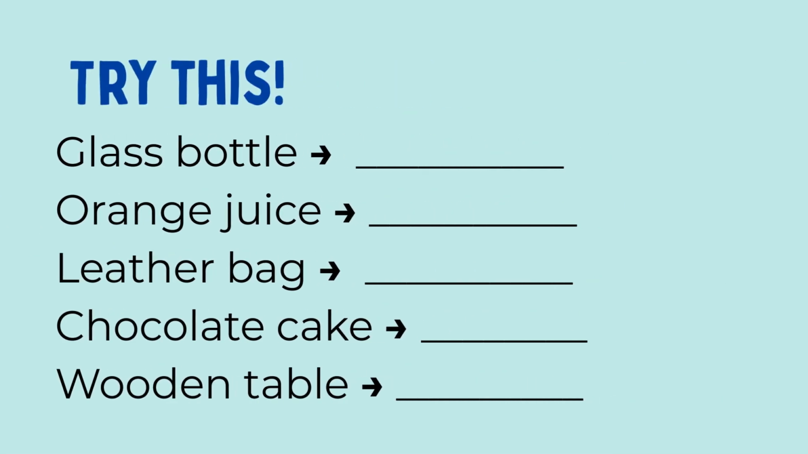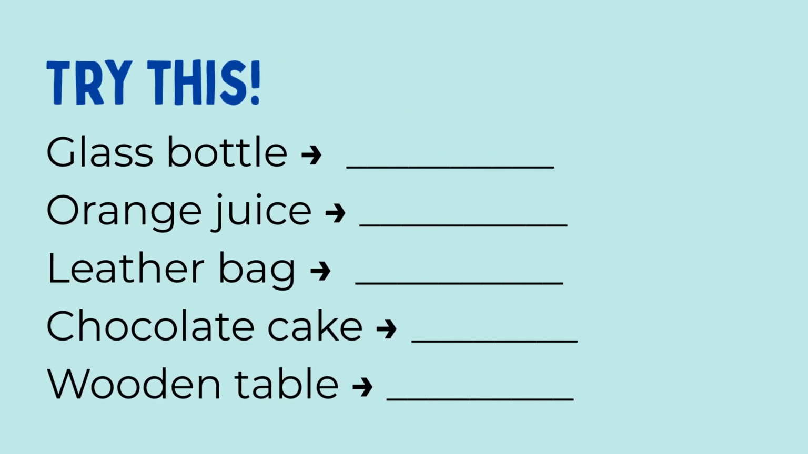Let's do a quick check. In this question, you have to see whether these, when used in a sentence, are either made of or made from. You will have 10 seconds to solve all of these questions. You can pause if you need more time. The words are glass bottle, orange juice, leather bag, chocolate cake, and wooden table.